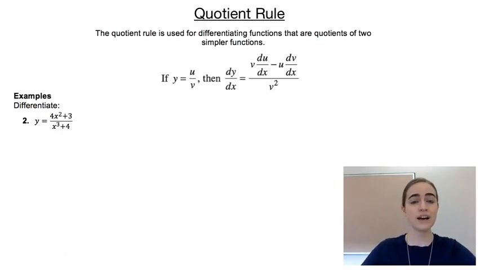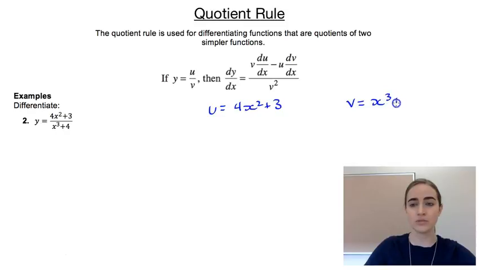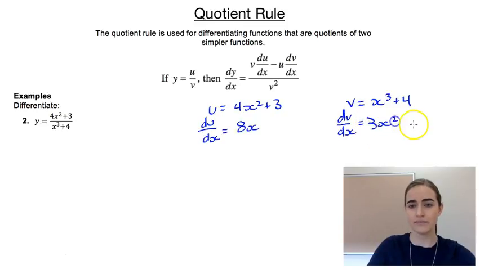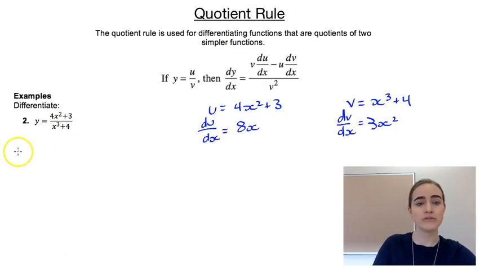Our second example asks us to differentiate y equals 4x squared plus 3 over x cubed plus 4. So we start off the same way. u is our numerator, so that's 4x squared plus 3. And v is our denominator, so x cubed plus 4. We're going to differentiate both of those, and we'd end up with 8x for du dx, and dv dx would give us 3x squared.